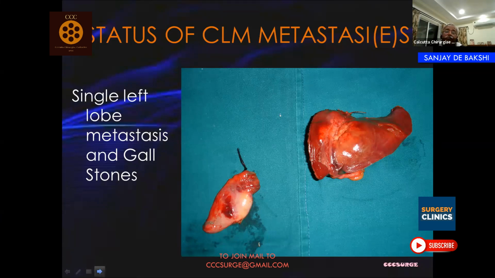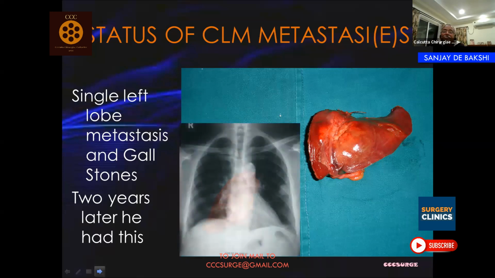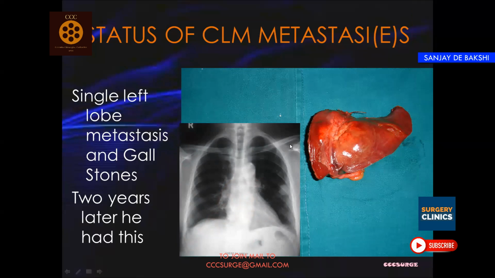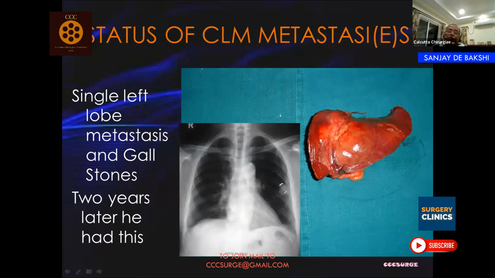So he goes home. This gentleman is from Bangladesh. He comes back 2 years later with this. Now what do you think he has? It's a lung metastasis. Left lung metastasis, right? A solitary metastasis, a cannonball metastasis in the left lung.